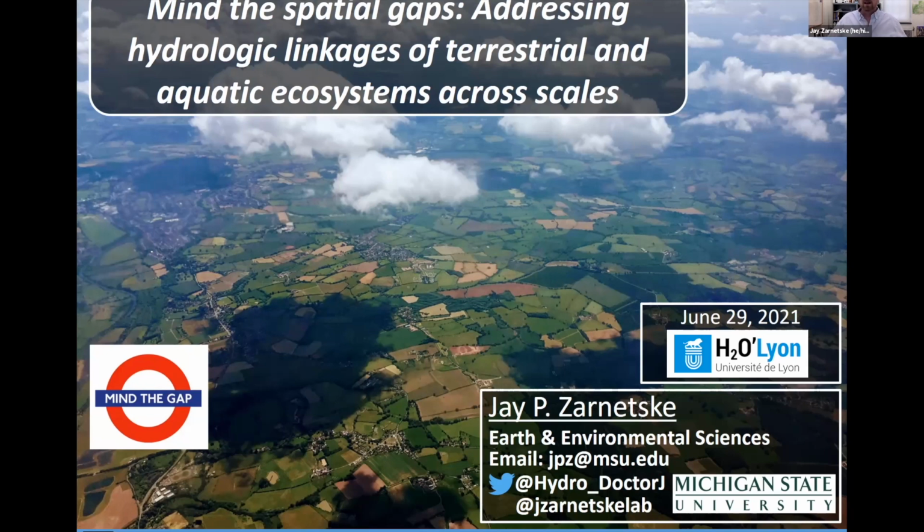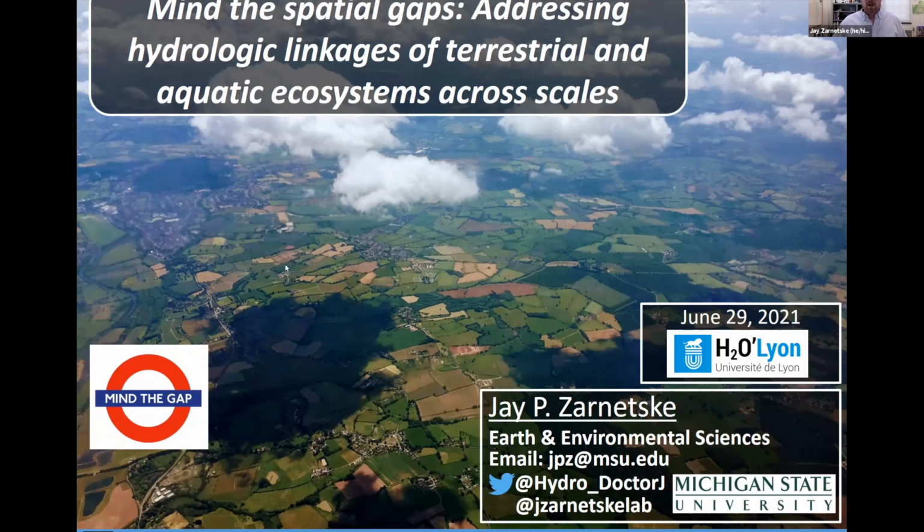So today I'm going to try and highlight some of the many spatial gaps that we have when we try to address catchment sciences at many scales. How land is connected to water is a fundamental question that we all must face when studying water and trying to manage our resources.